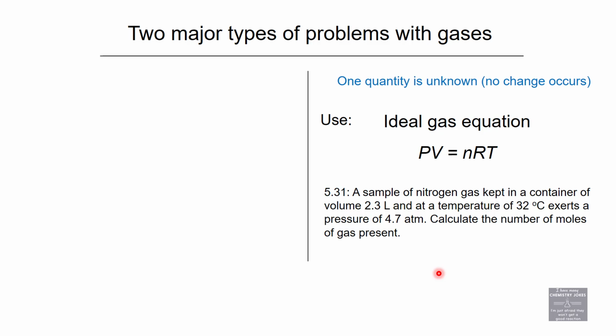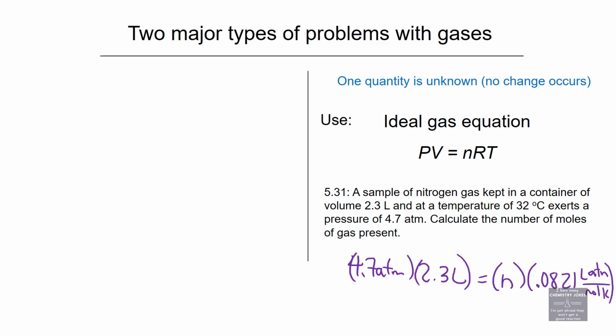A sample of nitrogen gas is kept in a container of 2.3 liters, temperature of 32 Celsius, pressure of 4.7 atmospheres. Calculate the number of moles of gas present. I won't do the whole math, but it would be 4.7 atmospheres times 2.3 liters. PV equals n, we don't know, times 0.0821 because it's a constant, liter atmosphere per mole Kelvin, times 32 plus 273. I didn't pull out my calculator whatsoever. Solve for moles if you have one unknown quantity.